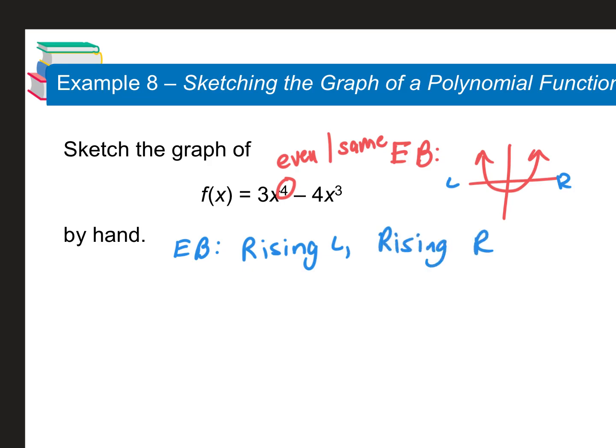And this is helpful for when we have to draw a picture of the graph. You can write rising left and right if it happens the same way.